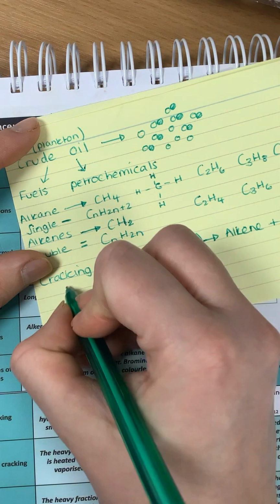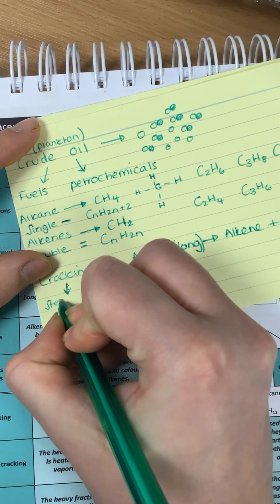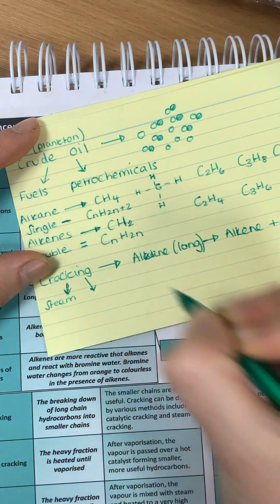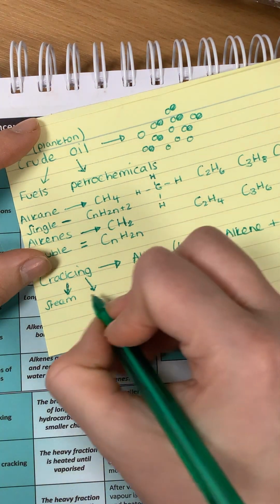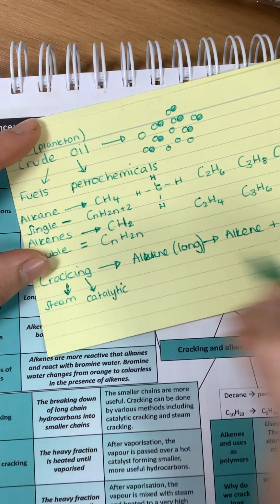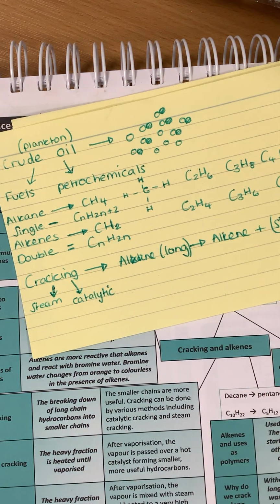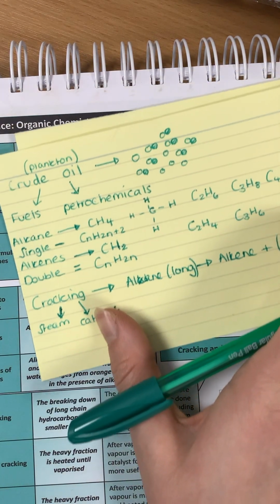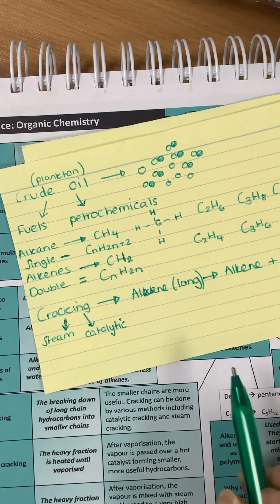Now I'm going to remind myself here as well that there are 2 types of cracking. We have steam cracking, where we use steam and heat in order to allow this reaction. And the second type of cracking is catalytic cracking, again, where we use heat, but this time we use a catalyst instead. So we've got some of the properties of alkenes mentioned there.